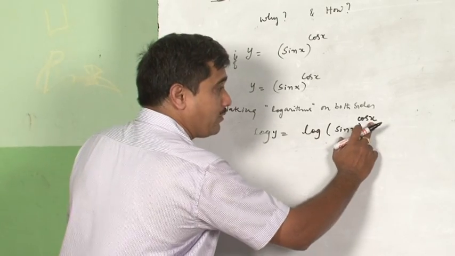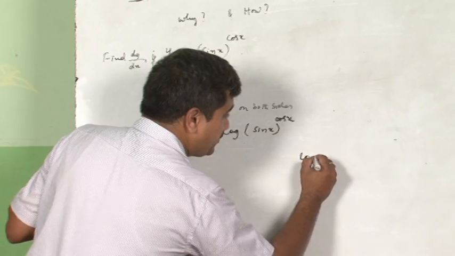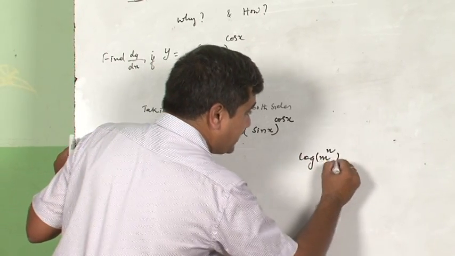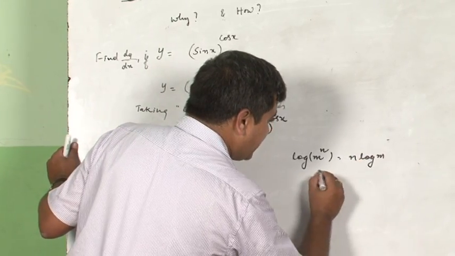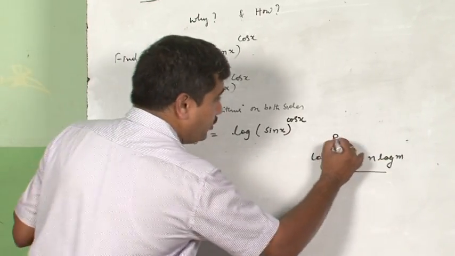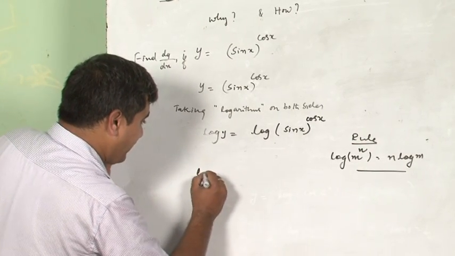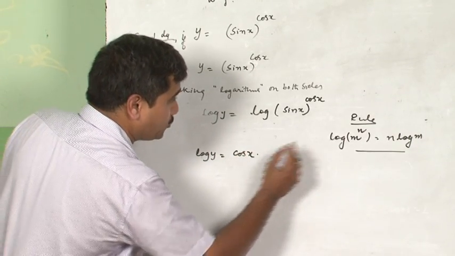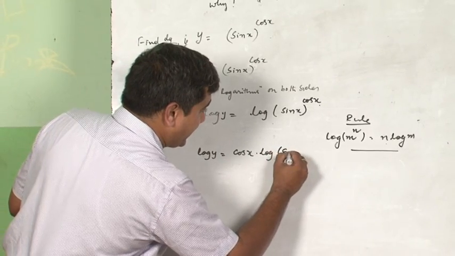Now, what happens in this case? Log of sin x to the power of cos x is going to facilitate a formula which we have already learned: log m to the power n is equal to n log m. Using this rule, I am going to bring the cos x down. That is, log y is equal to cos x into, in the place of n rather, log sin x.